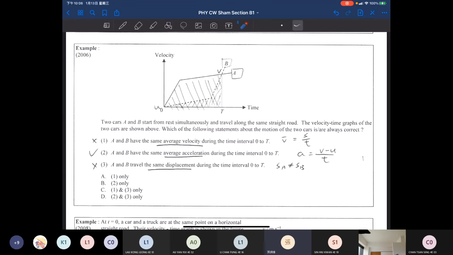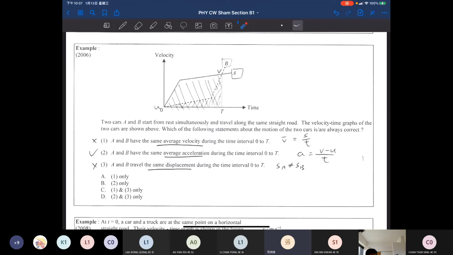They have the same average velocity during the time interval of 0 to t. Average velocity means the total displacement over time. If we want to talk about the total displacement, for A, the total displacement is this. For B, the displacement is this. If they have used the same time, but the displacement is different, therefore, they have different average velocity.